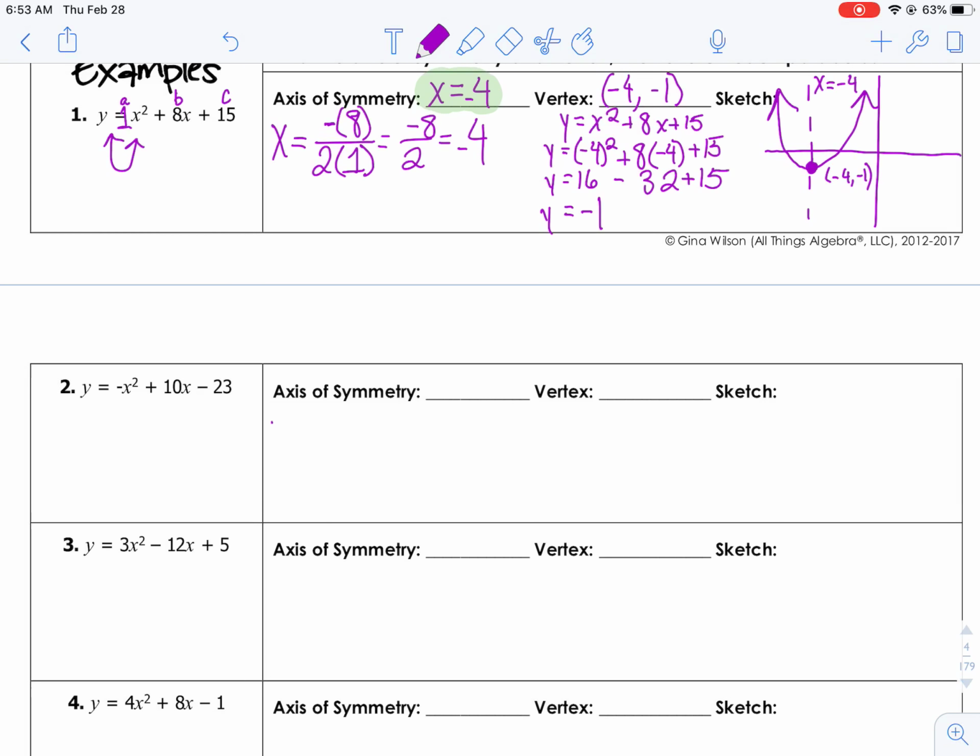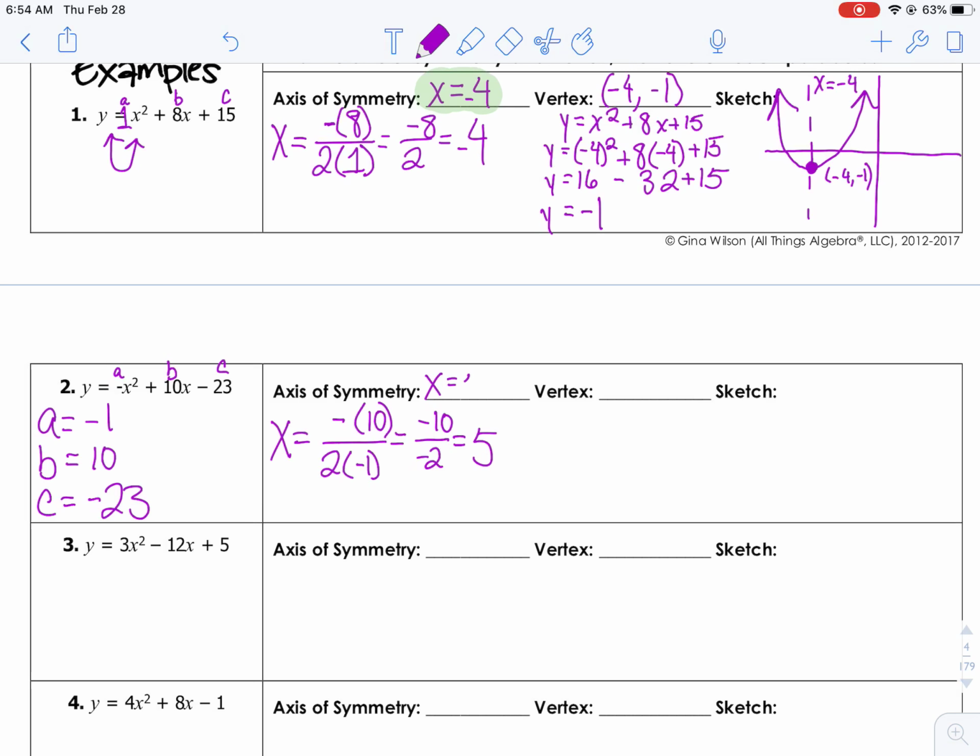So my axis of symmetry is x equals... I'm going to go ahead and label my A number, B number, and C number. Some of us might prefer to do it this way. B equals 10, C equals -23. Either way is fine. So it is negative B divided by 2 times A. So -10 over -2, which is going to give me a +5. X equals 5.